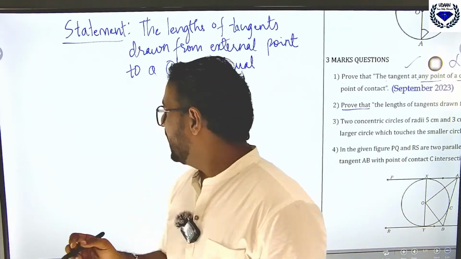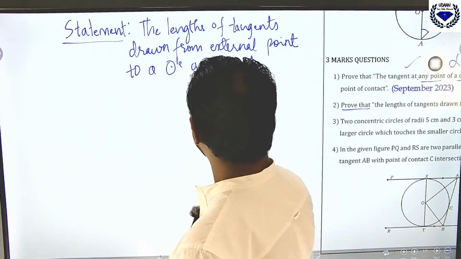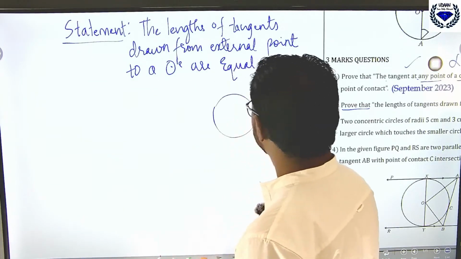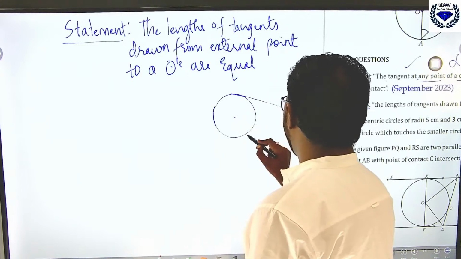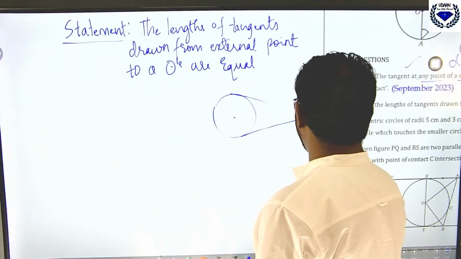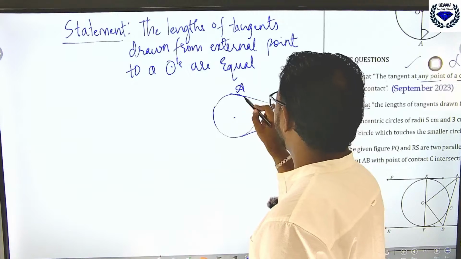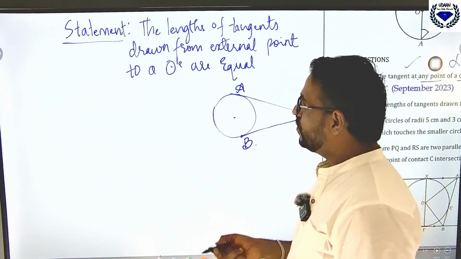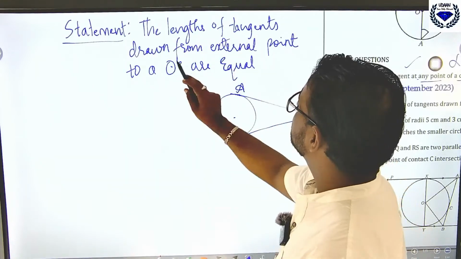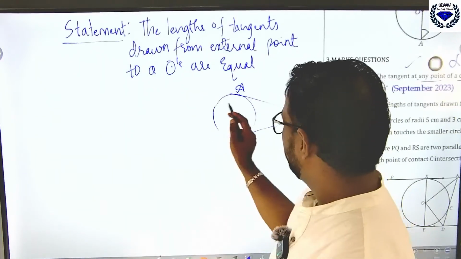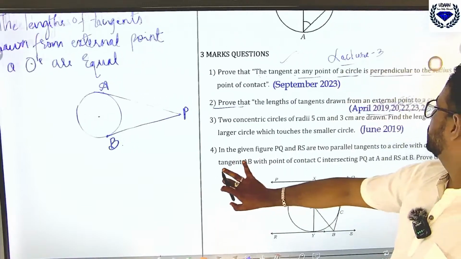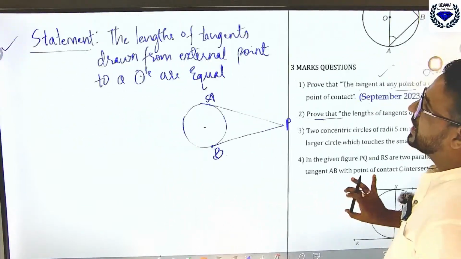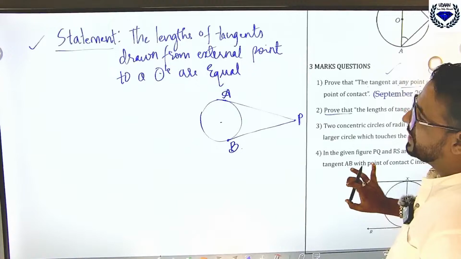Then what is the next step? You should draw the figure. So suppose this is a circle with center O, these are the tangents and this is point P. I will write point A here and point B here. Now the statement: the lengths of tangents drawn from an external point to a circle are equal. Copy paste from this: prove that the lengths of tangents drawn from an external point to a circle are equal. So I have repeated the same thing here.